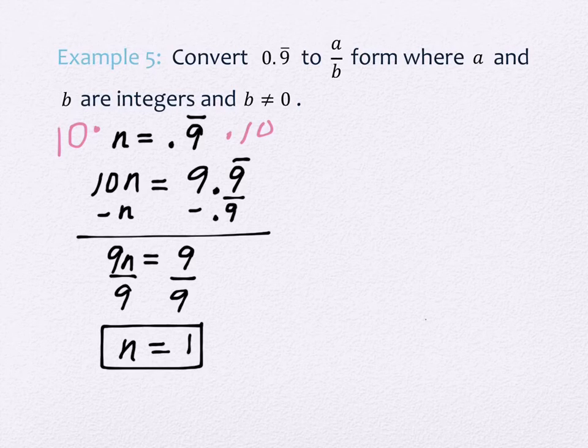I mean, obviously. Because like 1 divided by 1 is 1, but not that. 0.9 repeating is another way of expressing the value for 1. It's just another way of expressing it.